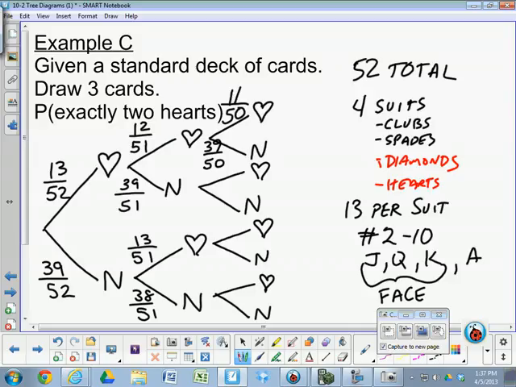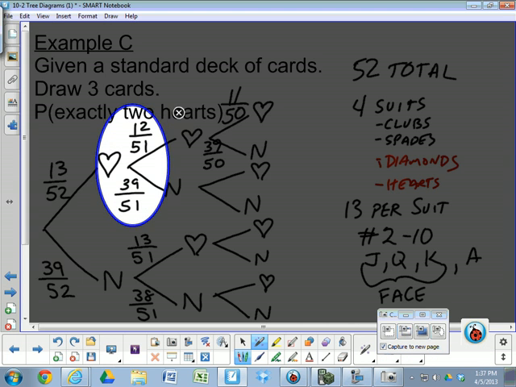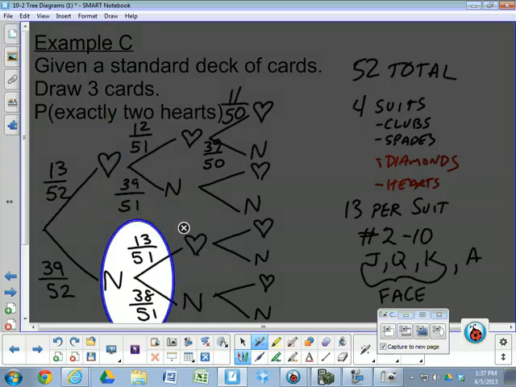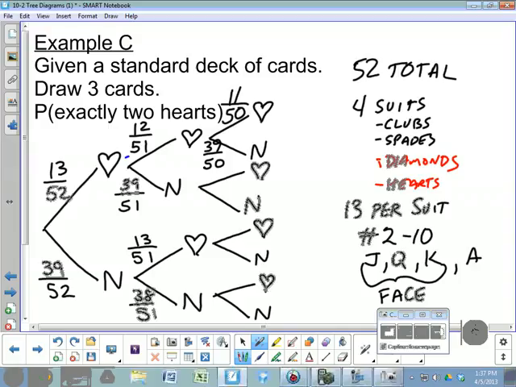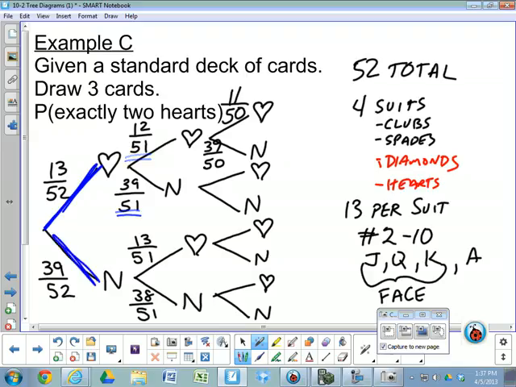What I mean by that is, are these two fractions the same as these 2 fractions? 13 on top, 38 on top, 12 and 39. Are they different? They're different. That means these are dependent. The fractions we have here depend on what the first path was. They change if you go down the no heart path.